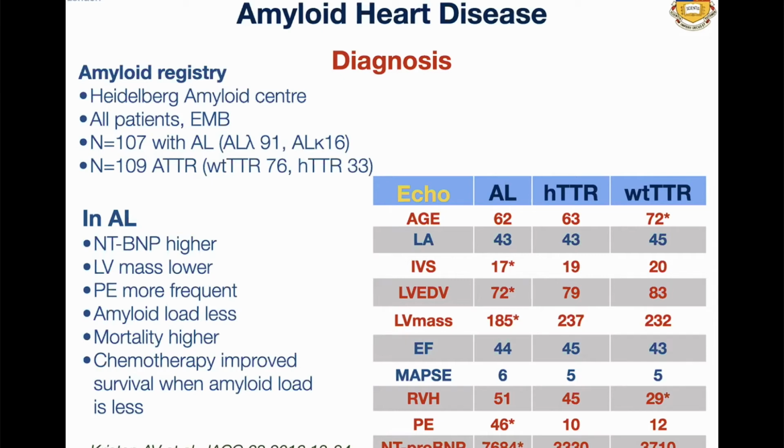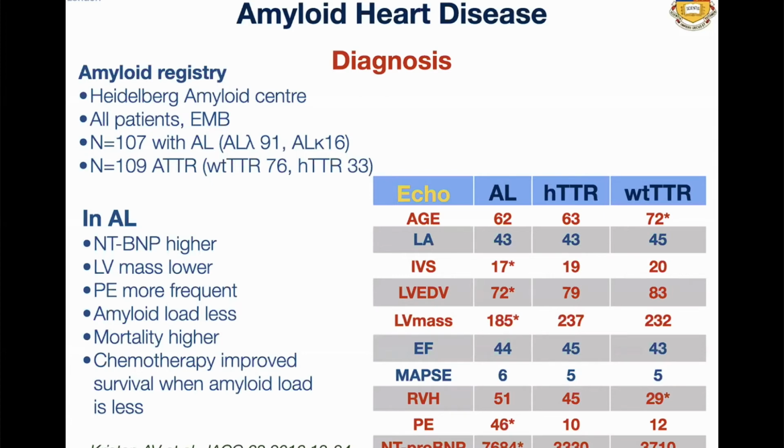So this is quite characteristic. And on the right, you can see this small differences between the hereditary and the wild type of amyloidosis. So major differences clearly stated by this quite extensive study.